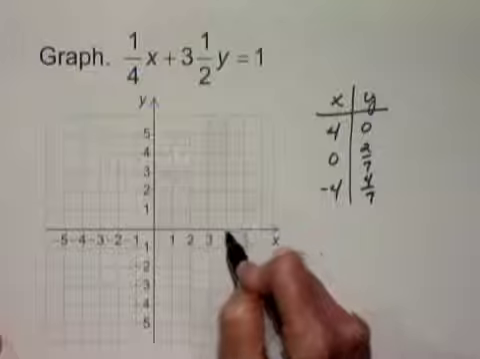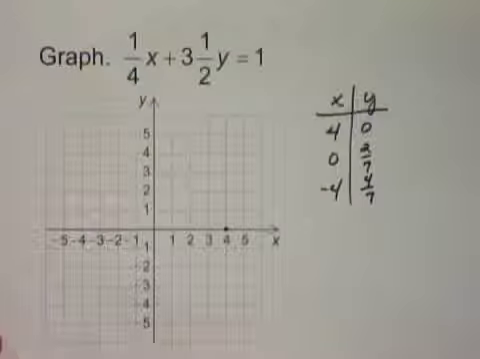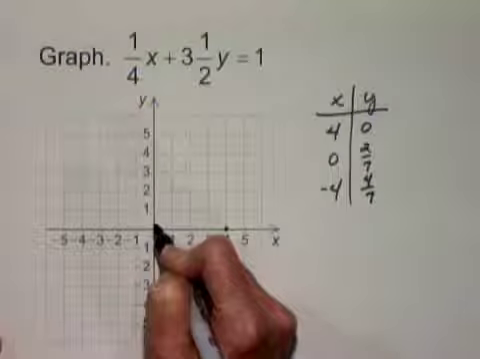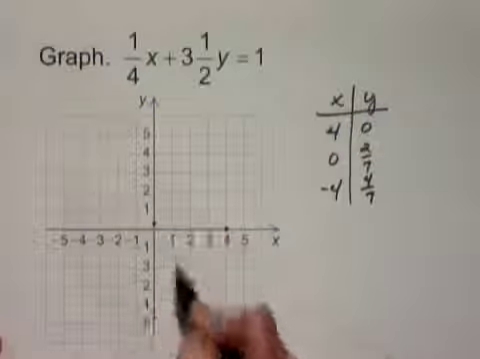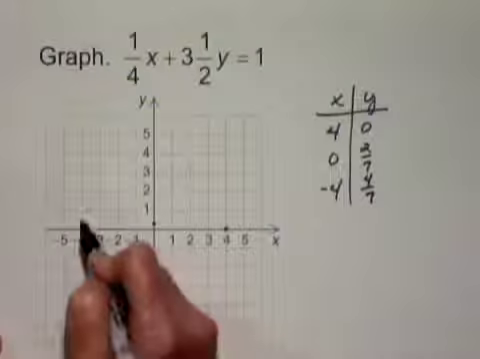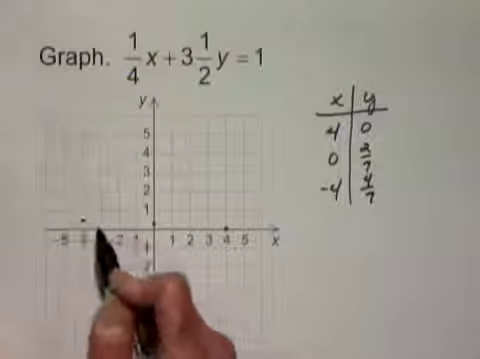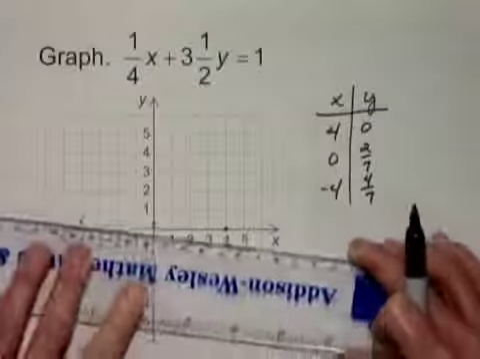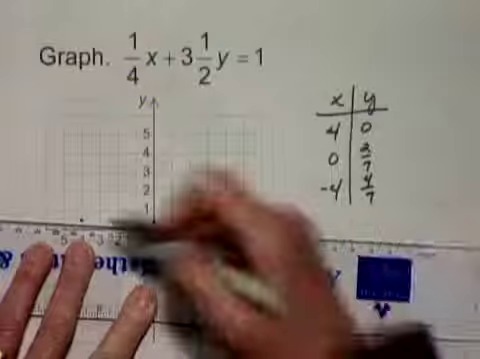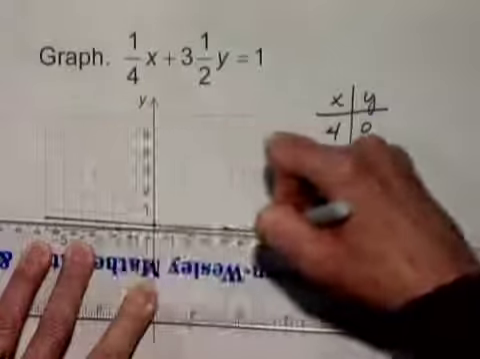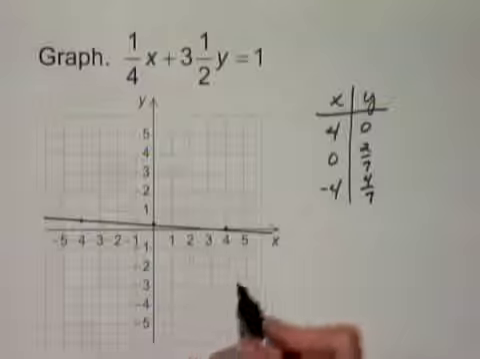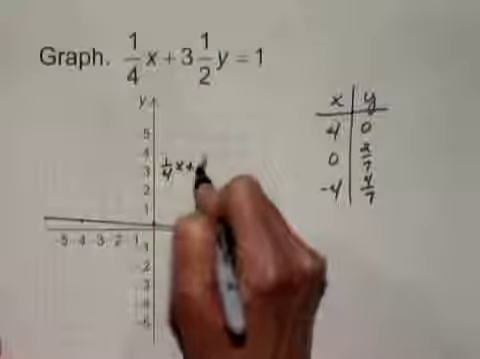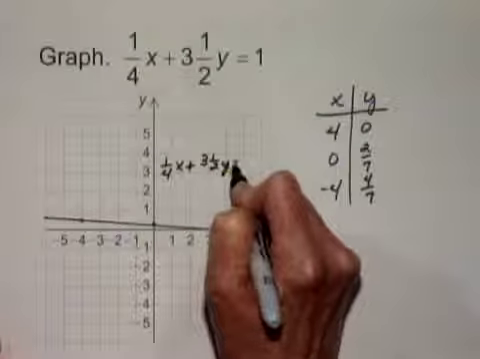We've got 4, 0. We have 0, 2/7, which is not too far above the x-axis. And we have -4, 4/7, which is right about here. And let's draw the line that contains those points. This is the graph, and we will label it with the equation 1/4 x plus 3 1/2 y equals 1.